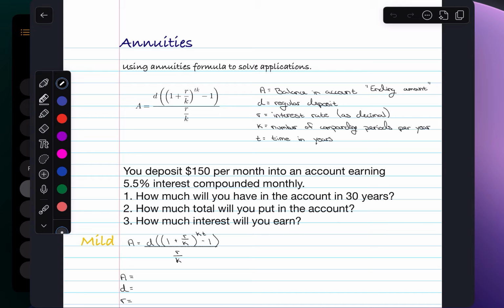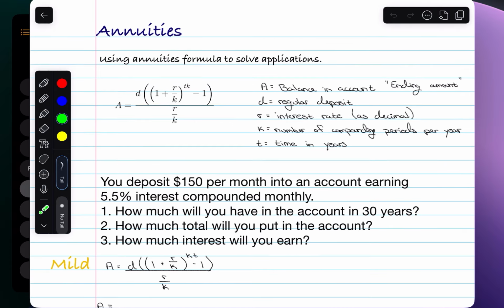We are going to take a look at an annuities formula today. I've already written down the formula for you, and I'm just going to go over what each of the pieces are, and then we're going to do an example together. These are all pretty easy once you know what each one of the letters mean, so we're just going to go through it this way.